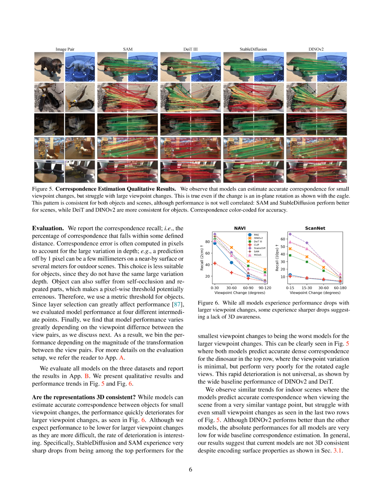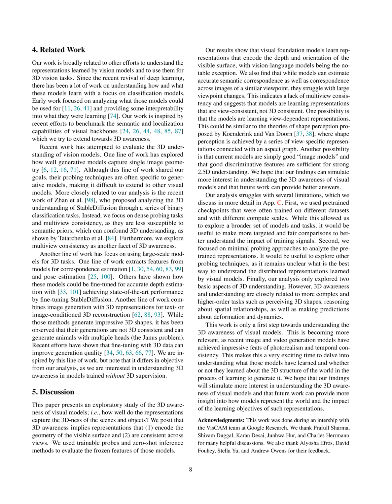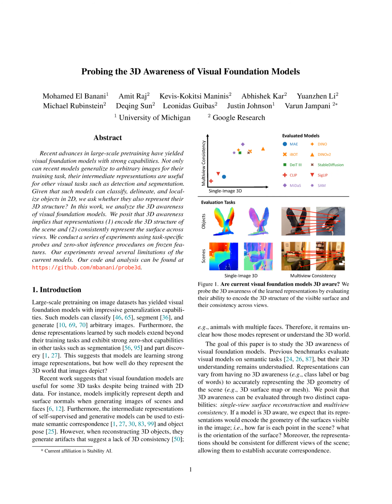The limitations or drawbacks of the method outlined in the paper include the following. 1. Heterogeneity in pre-trained models. The study used pre-trained checkpoints that were trained on different datasets and with varying compute scales, making it challenging to make targeted and fair comparisons to understand the impact of training signals. 2. Minimal probing approaches. The analysis focused on minimal probing techniques to analyze the pre-trained representations, leaving uncertainty about the most effective method to comprehend the distributed representations learned by visual models.